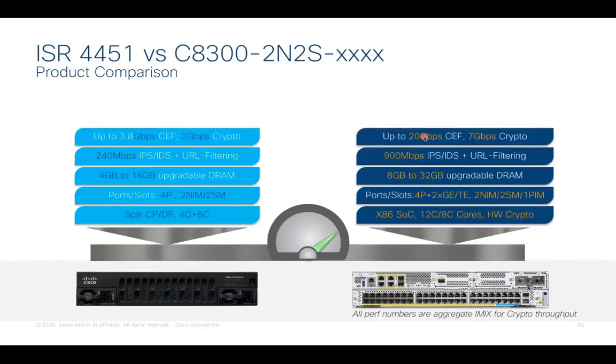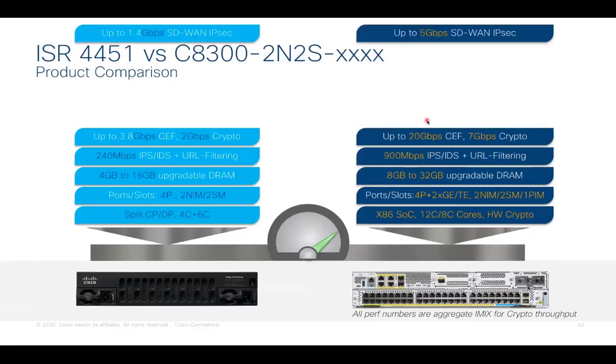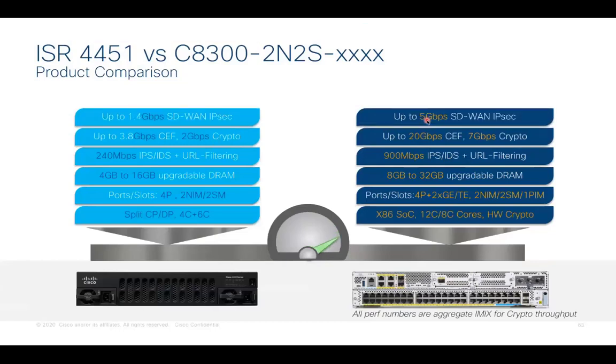And obviously, with set capacity, is way better, reaching 20 Gbps and a crypto capacity support up to 7 Gbps versus 3.8 Gbps Ceph and 2 Gbps crypto on 4451. And we are able to achieve 5 Gbps of SD-WAN IPsec throughput for Ergonomics profile compared to 1.4 Gbps on 4451.